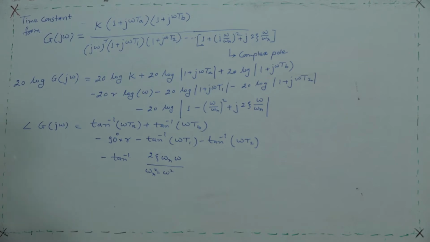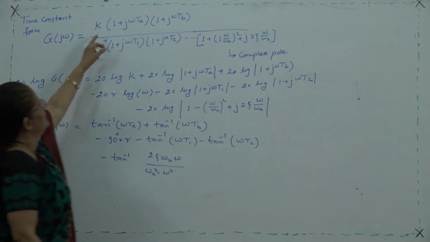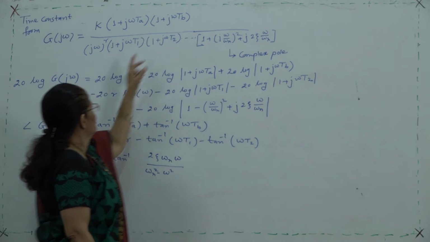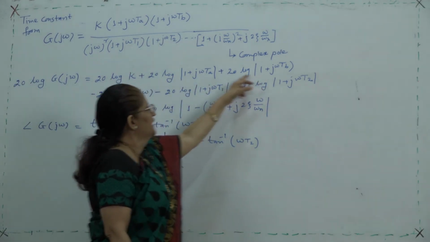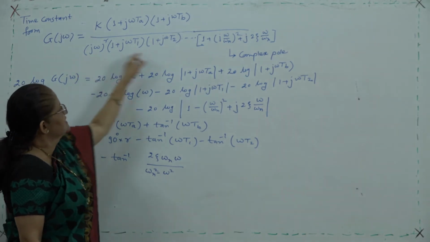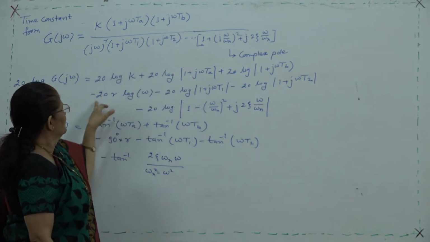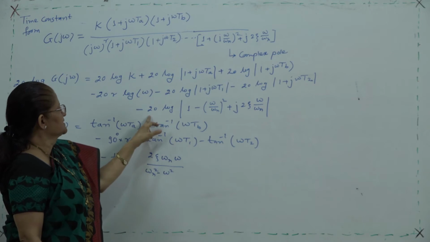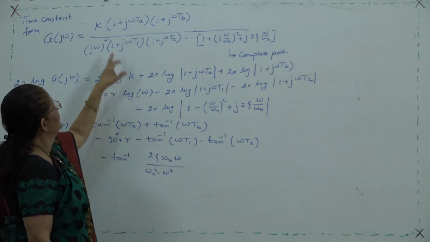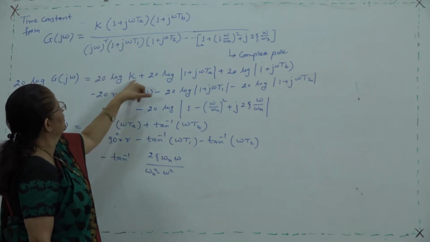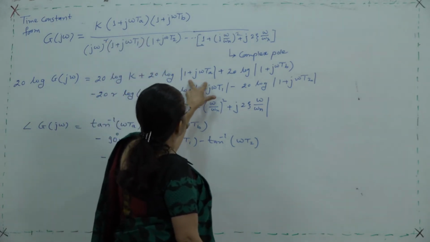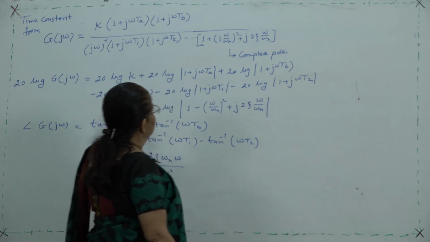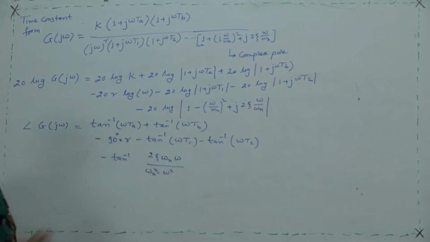Once again we will see all these are at the numerator. So, we will get 20 log of that as additive terms. All this is at the denominator. So, all will be subtractive terms, and we can write here 20 log of k plus 20 log of magnitude of 1 plus j omega T a. In that fashion we can write all the things.